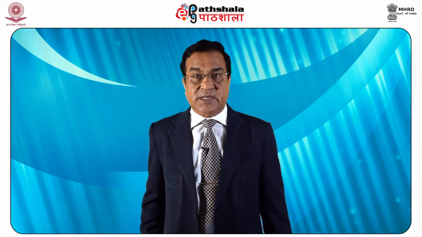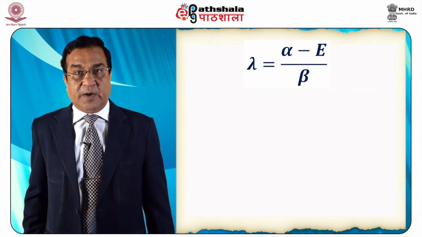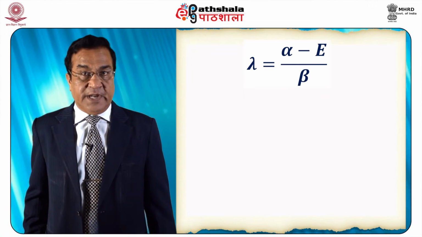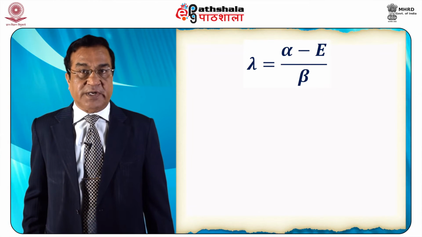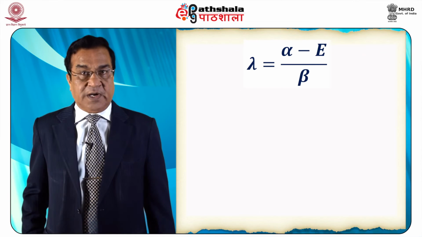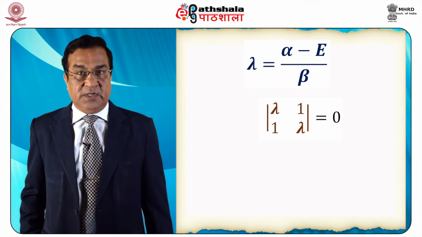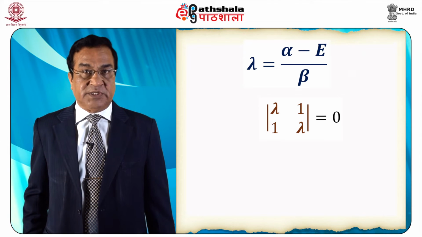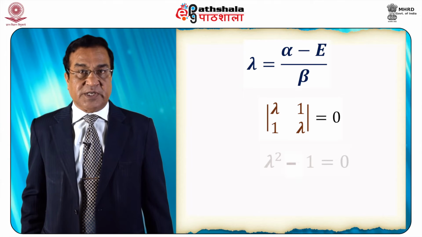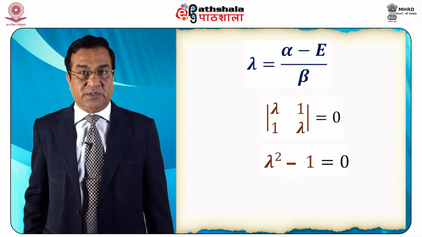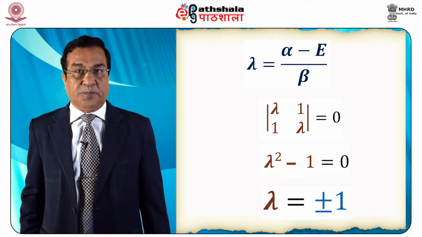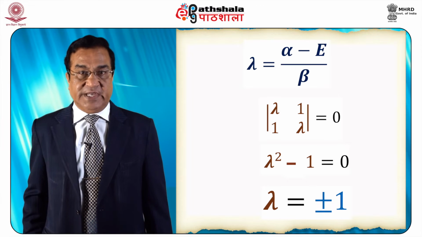Now this is a 2 by 2 determinant and we need to solve it. But before we solve it, we make the following assumption. We substitute alpha minus E upon beta equals lambda. And if we substitute this value, the Huckel determinant becomes lambda 1, 1 lambda, and that has to be equal to 0. This determinant on expansion gives us the equation lambda square minus 1 is equal to 0, which on solution gives two values, lambda is equal to plus minus 1.